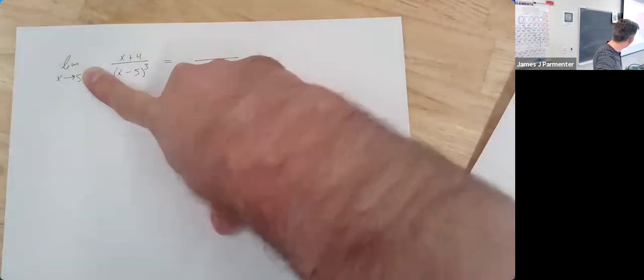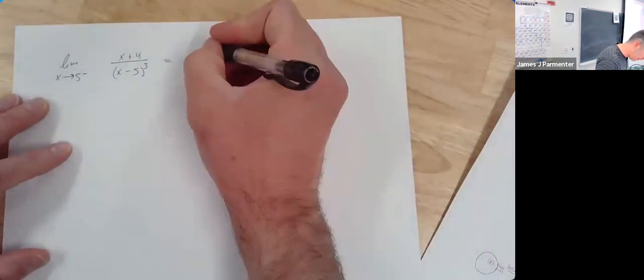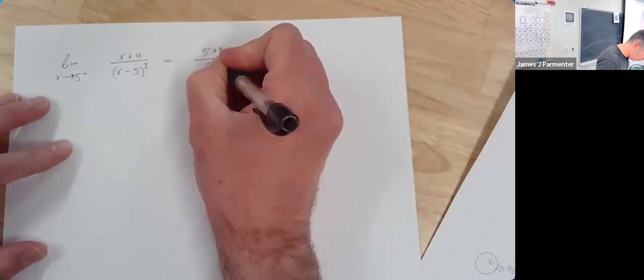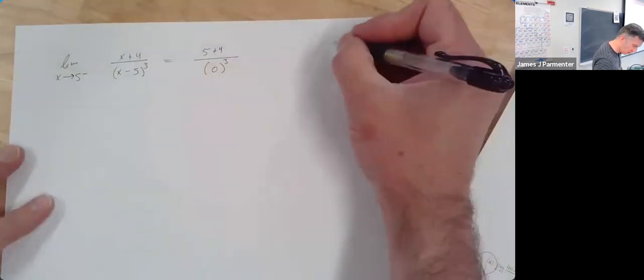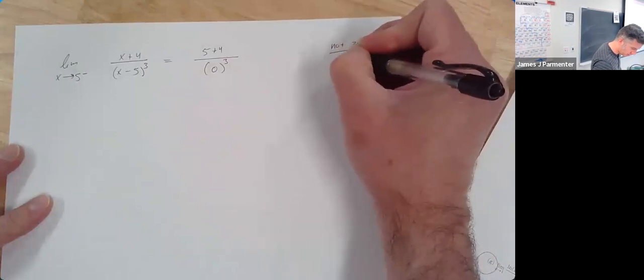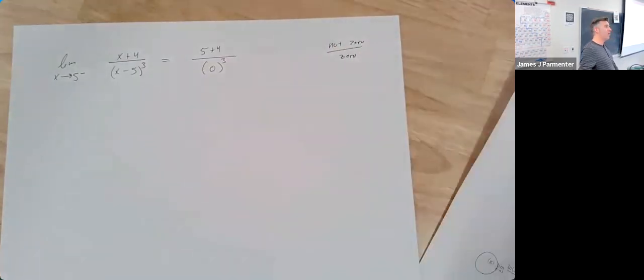I'm approaching 5, so I'm going to plug in 5. What do I get? I get 5 plus 4 over 0 cubed. And now what do I see? I see not 0 over 0. And I have come to learn that when it's not 0 over 0, we get one of a few kinds of answers. If it's a double-sided limit, then it could be does not exist, because one side will go up and one side will go down, like it would here. But if it's a one-sided not 0 over 0 limit, you got 2 choices, infinity or negative infinity. Your only job at this point is to determine the sign.